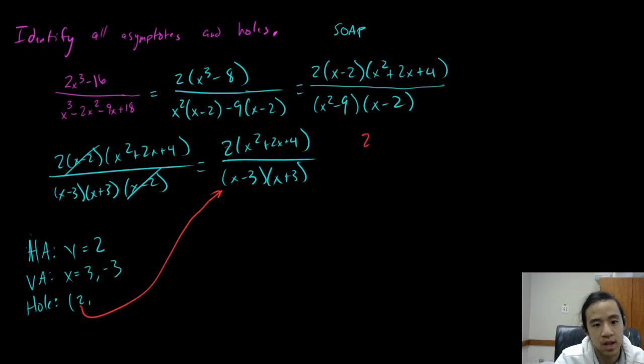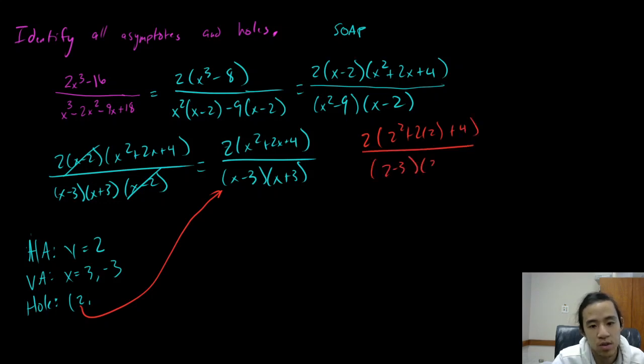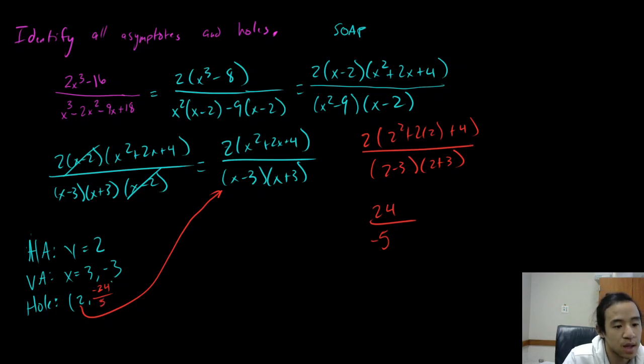So if I do that, let's see, 2 times 2 squared plus 2 times 2 plus 4, and then this is going to be over 2 minus 3 times 2 plus 3. So let's figure out what this is real quick. So this is 4, 4, and 4, so that's 12. So we're going to have 24 at the top, and then divided by negative 1 times 5, so that's going to be negative 5. So the y value is going to be negative 24 over 5. And that is the hole of our function. So that's going to be it. Let's go ahead and go to the next one.